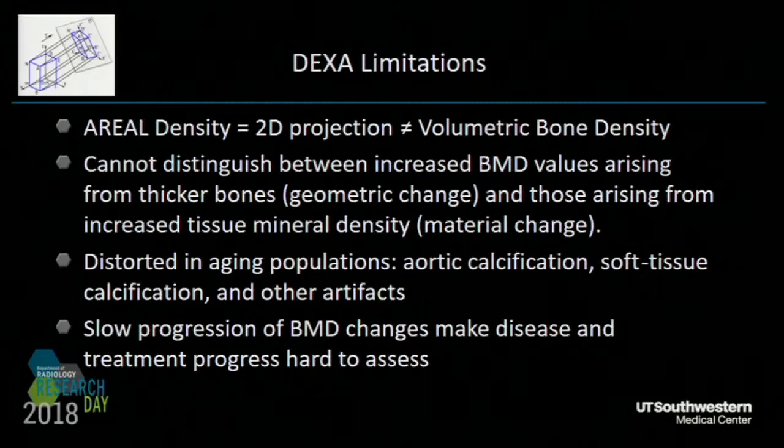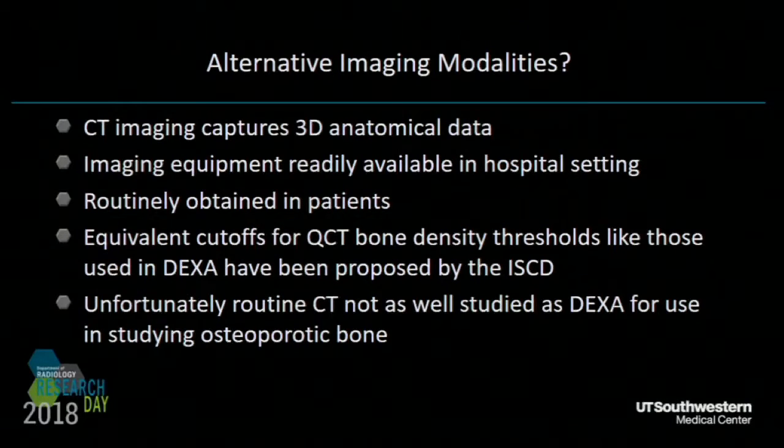Furthermore, especially in the older populations that we're interested in imaging, you're susceptible to a lot of different calcification artifacts, such as aortic calcification and soft tissue calcification, that could raise the measured bone mineral density. Finally, the changes on DEXA are really slow to progress, so it's really hard to use it with repeated imaging to follow disease or treatment course. So what is the alternative? What can we do to address all of these shortcomings?